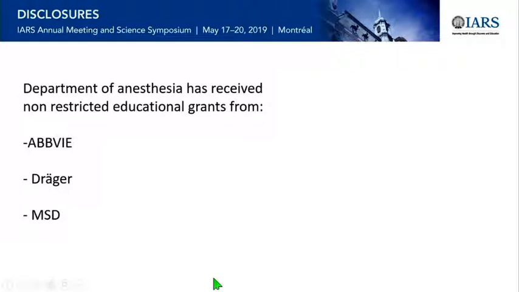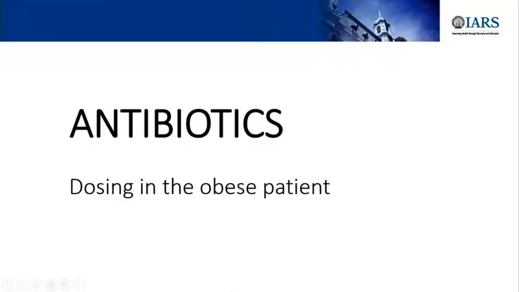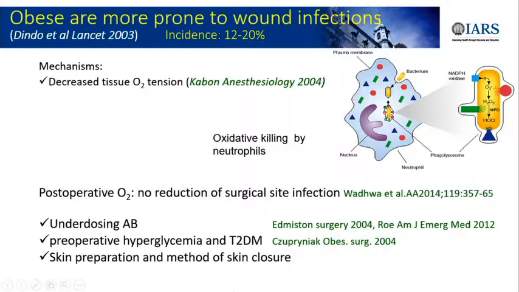And when we move on to antibiotics, correct dosage of antibiotics in the obese is important both in treatment and in prophylaxis, because some of these antibiotics are not only toxic, but on top of that, we do know that obese patients are also more prone to infection, and specifically surgical site infections. And the mechanism behind it probably involves multiple factors.